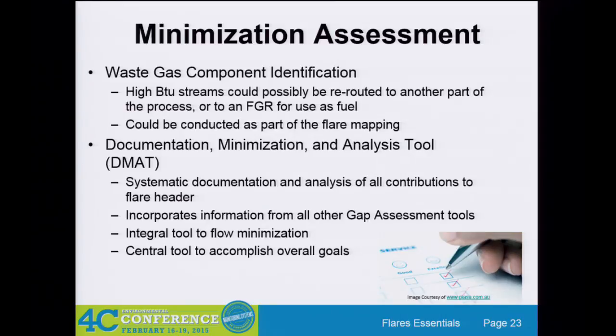One thing we did when we started doing these was think about how you document that you've done your minimization assessment. It's one thing if somebody comes in and says, show me how you minimized your flaring, and you say, yeah, we looked at stuff. That's not giving anybody a warm and fuzzy that you actually did anything. So when we were asked to help people do this, we created this tool. I don't know if anybody's in the B1 world, but Sage has our DACT for B1 accounting. We created the DMAT, the Documentation Minimization Analysis Tool.